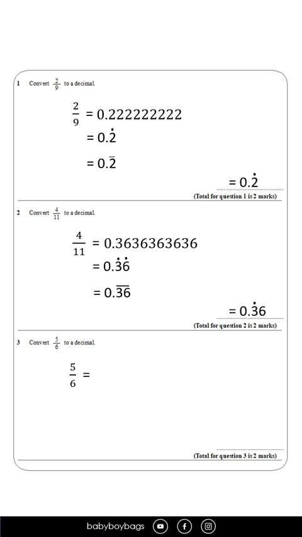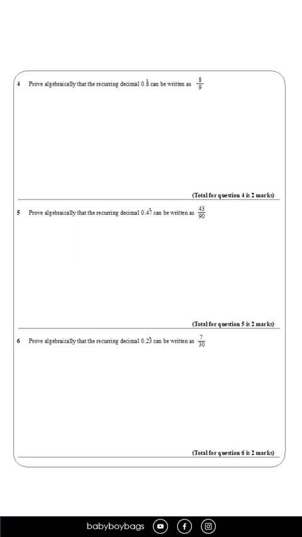For the third one, make sure you do the same thing, 5 over 6, and then the equal sign. It's going to give you 0.83333. Only the 3 is recurring here, so the dot is only going to go on top of the 3 like that, or the line is only going to go on top of the 3 like that. That is your answer. Yeah, that's about it.